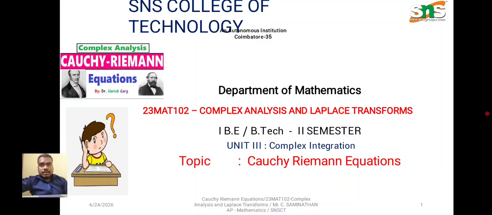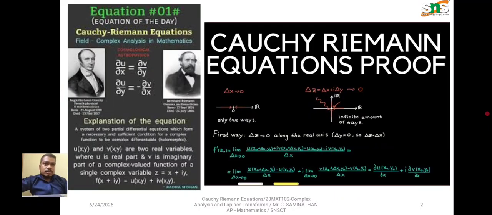The Cauchy-Riemann equations act as a mathematical test that connects the real and imaginary parts of the complex function. If these conditions are satisfied, the function behaves smoothly in the complex plane and possesses a complex derivative.